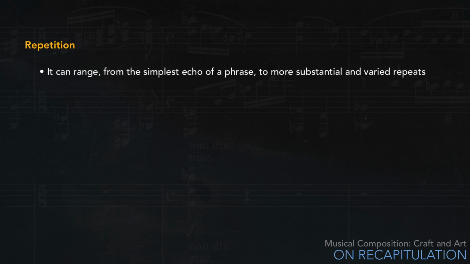In our last lessons, we've been discussing the various ways repetition can be used in musical form. We've seen how it can range from the simplest echo of a phrase to a more substantial and varied repeat. Now let's look at recapitulation.